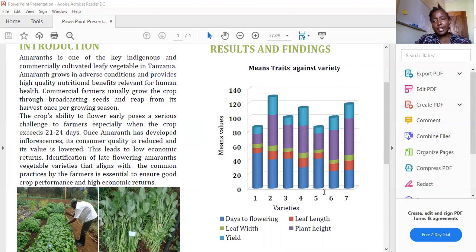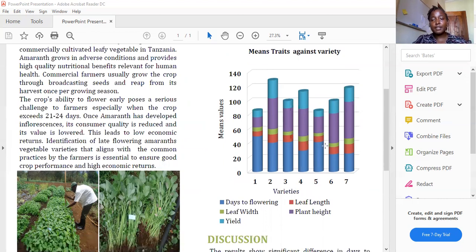On the result part, we observe that numbers 1, 2, and 3 are the new entries that we are talking about, and numbers 4 to 7 are the local varieties that are available in the market. You can see that among these, the selection that we have been doing has had an impact on the number of days to flowering. But also you can see that there's a difference in plant head and yield.